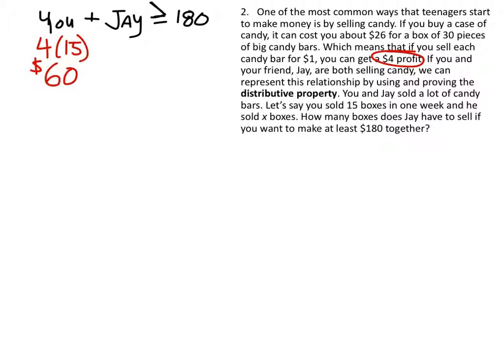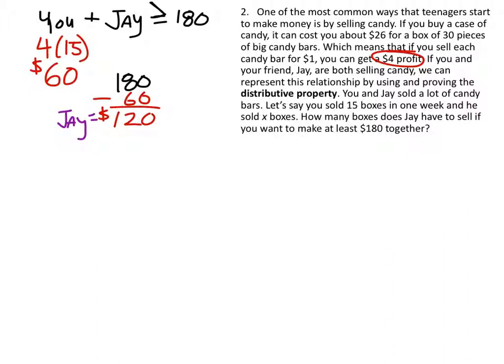Now, what does that mean for Jay? Well, if you want to make 180 bucks, you're going to have to take the 180 and subtract what you made, then we will know how much Jay needs to make from his sales. And that's $120. So Jay needs to make twice as much as you, which is kind of a hint on this. So Jay needs to make $120 worth of money from candy bars. Now here's what we know though, it's $4 for every box that you guys sell.